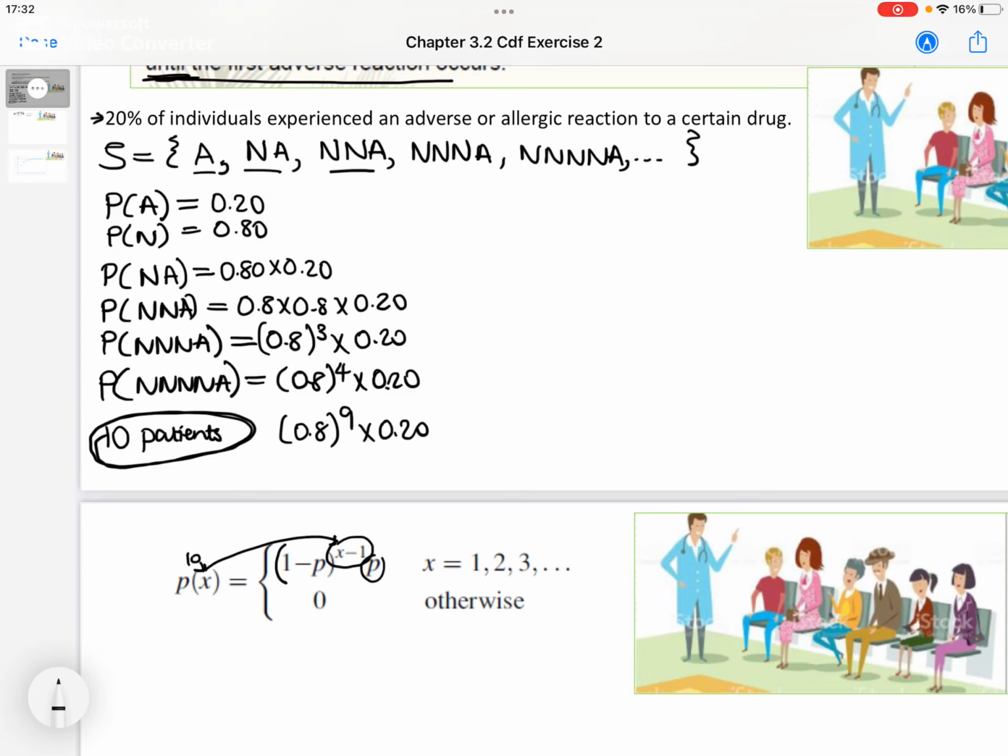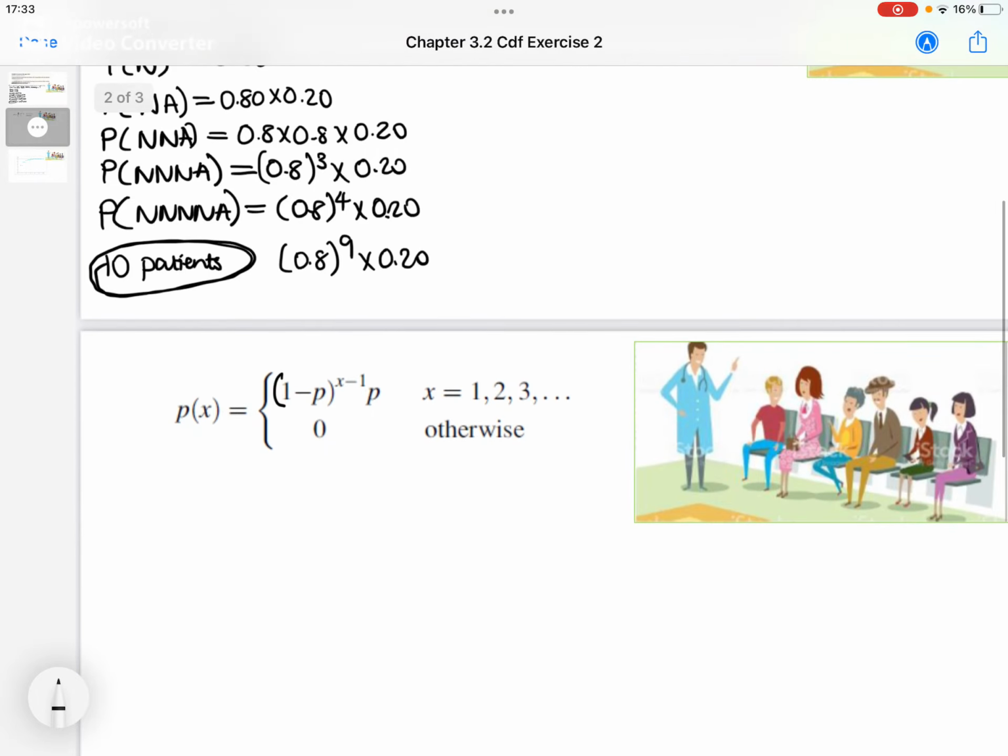1 minus p is the probability of not having an allergic reaction. And so this PMF is defined for x equal to 1, 2, 3, 4, 5, and so on. And the probability is 0 otherwise. So for any x value that's less than 1, the probability there is equal to 0. Meaning if x is equal to negative 2, the probability that x is equal to negative 2 is 0. Doesn't even make sense, right? So we're counting here the number of patients, or trials, the number of times we would have given this drug until we get an allergic reaction.